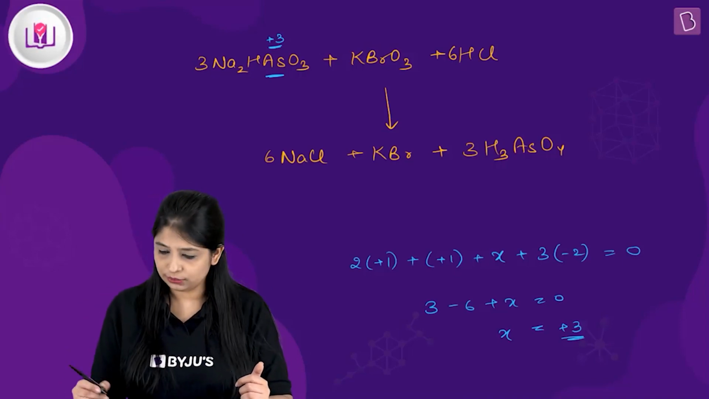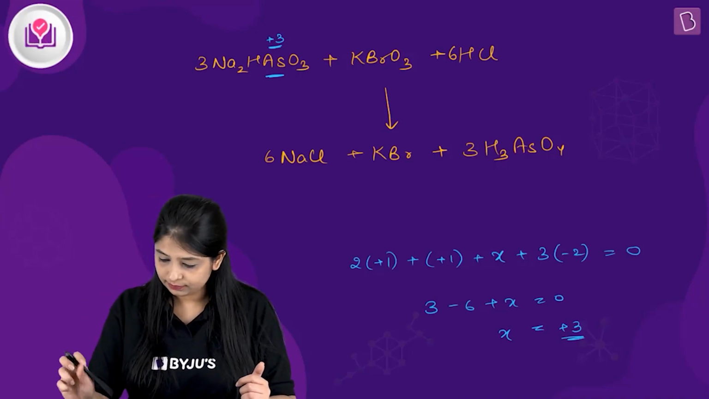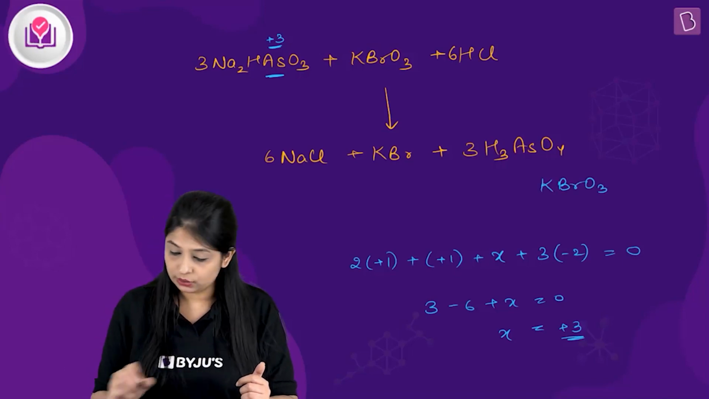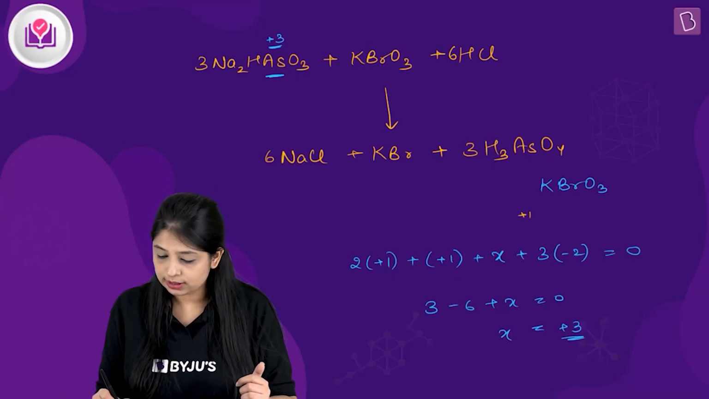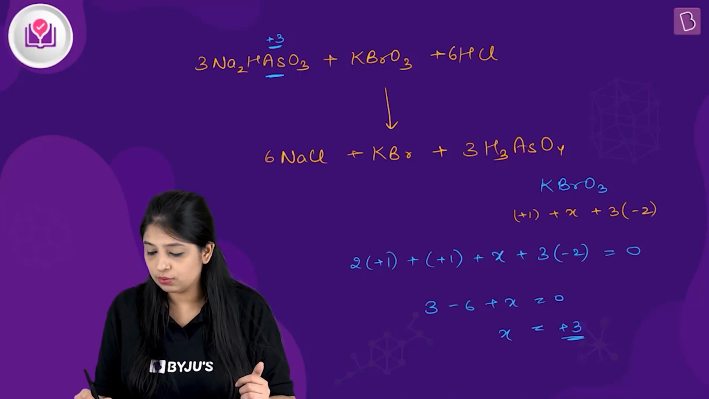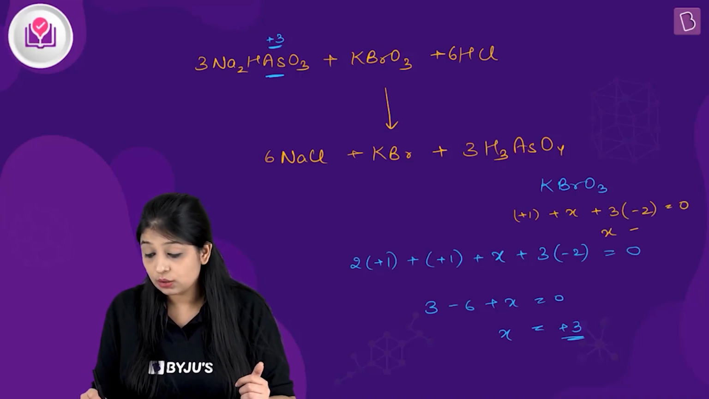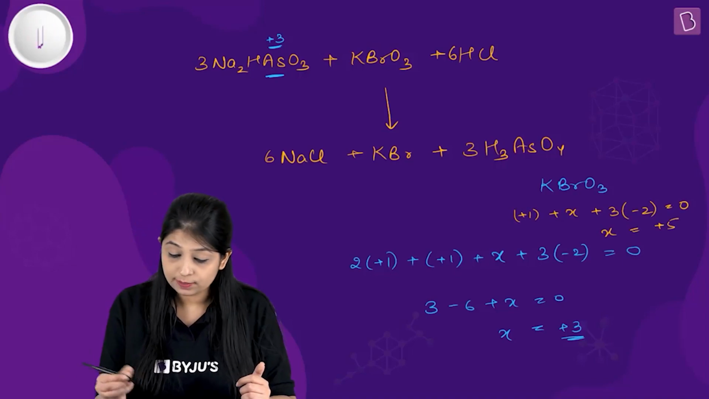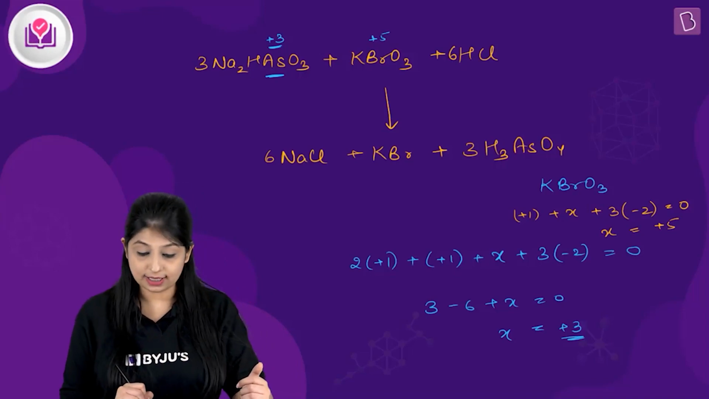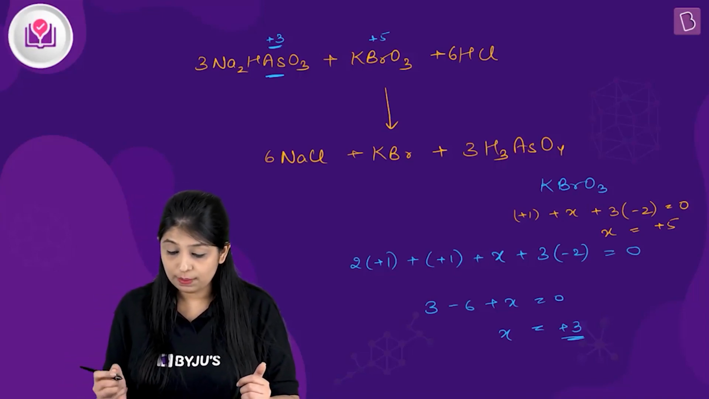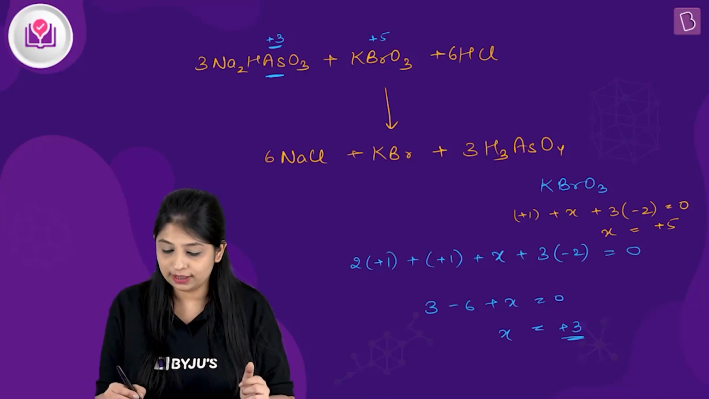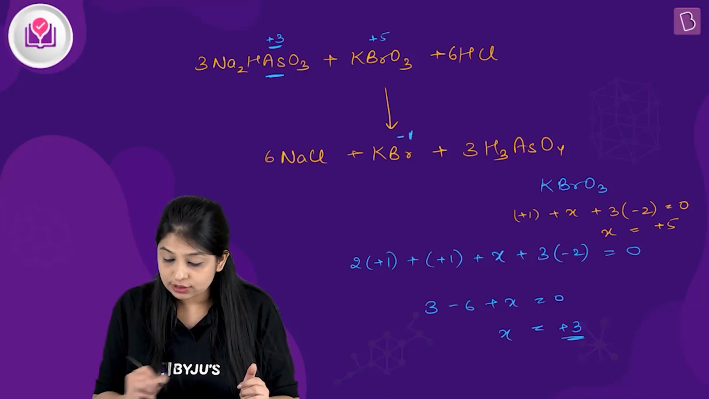What about KBrO3? Here potassium will be in +1 oxidation state. Bromine has X, we have 3 oxygen atoms, -2 each, and this is equal to 0. So X comes out to be +5. So in KBrO3, bromine is in +5 oxidation state. What about the bromine atom in KBr? We know that potassium will be +1, so bromine comes out to be -1 oxidation state.